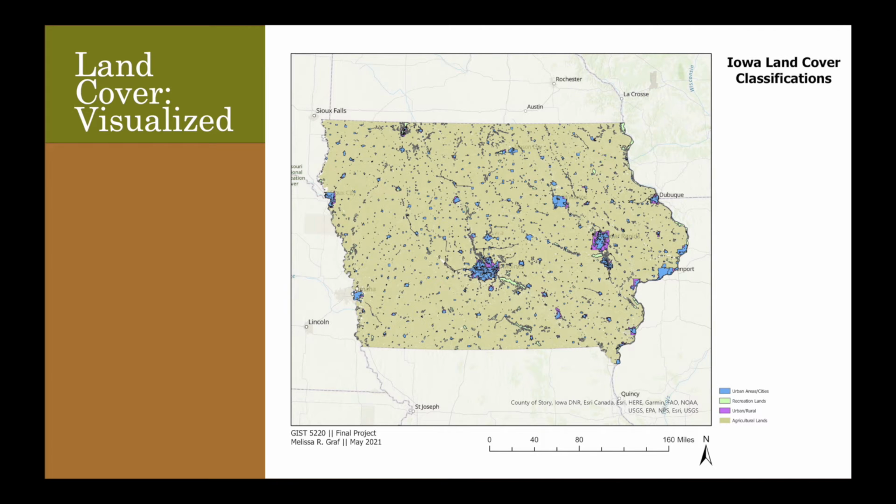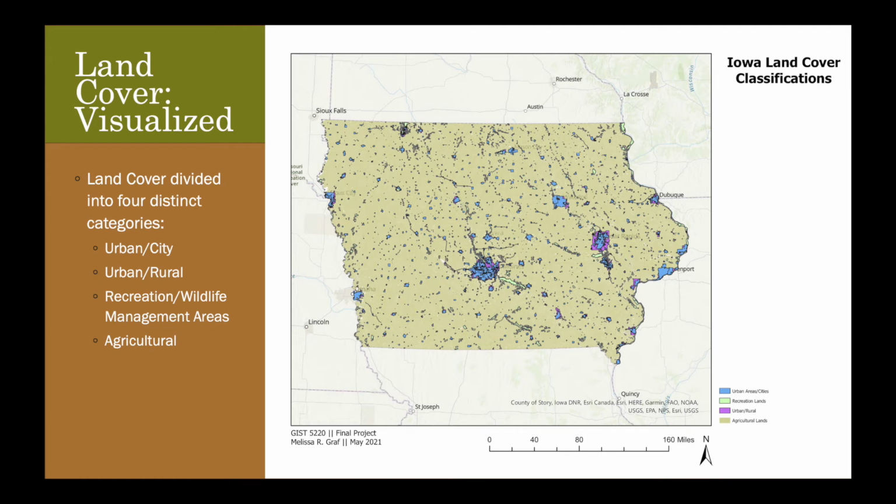Using the land cover types as classified by the Iowa Geodatabase, as well as the Iowa Department of Transportation, the land was broken into 4 generalized categories: cities, populated rural areas surrounding cities, agricultural land, and outdoor recreation/wildlife management areas.